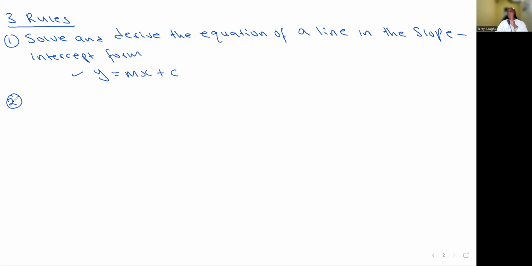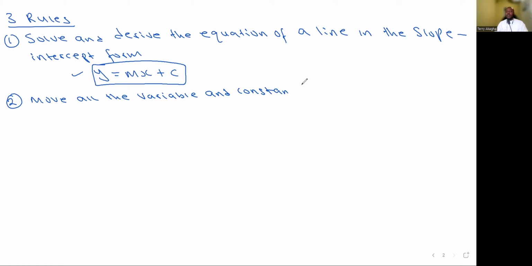Now, when you've done all this and you finally got to your final answer, y equals mx plus c, what you then do is move all the variables and constants to one side of the equation. So you move everything to one side of the equation. Okay? And after you've done that, the next thing, step 3, you then have to rewrite in the correct order.